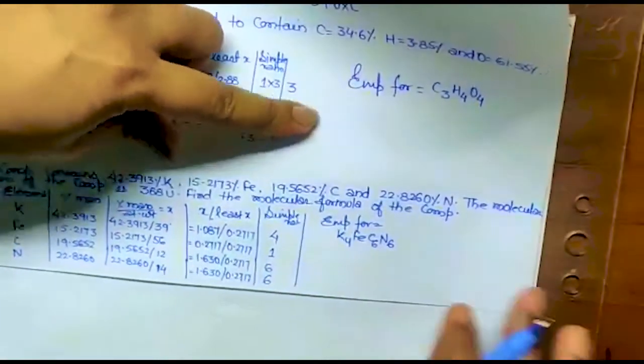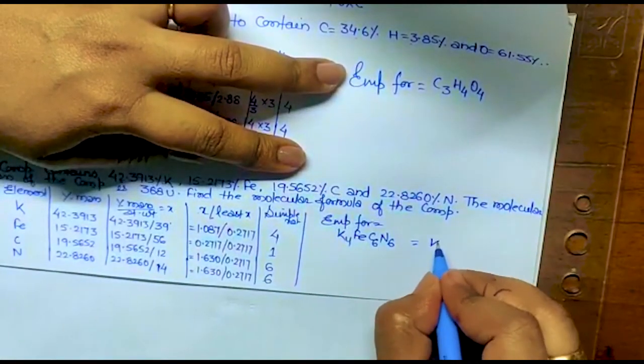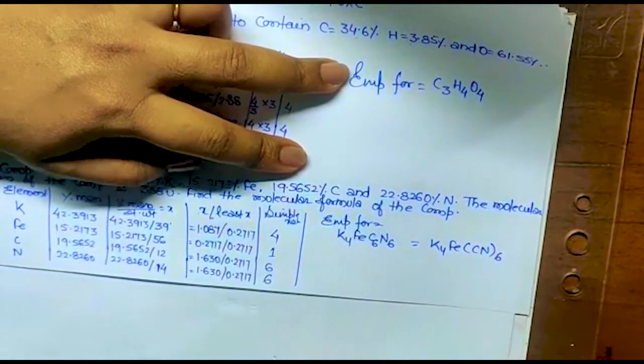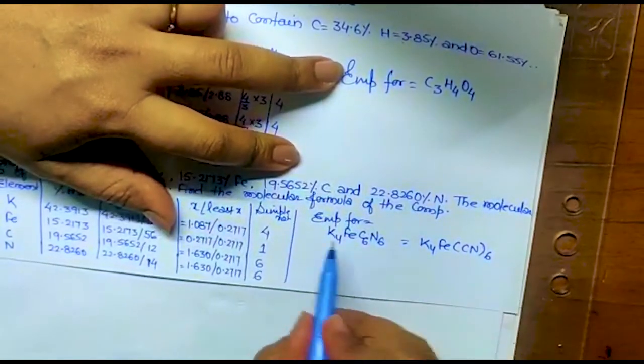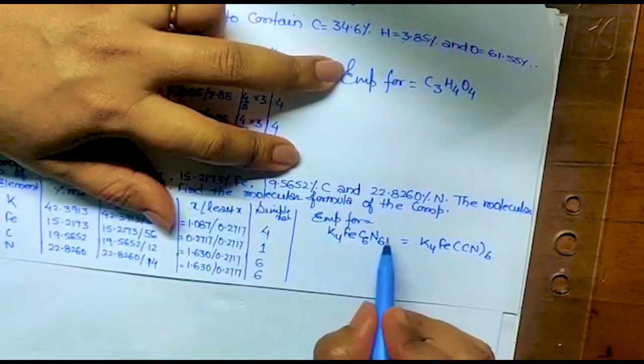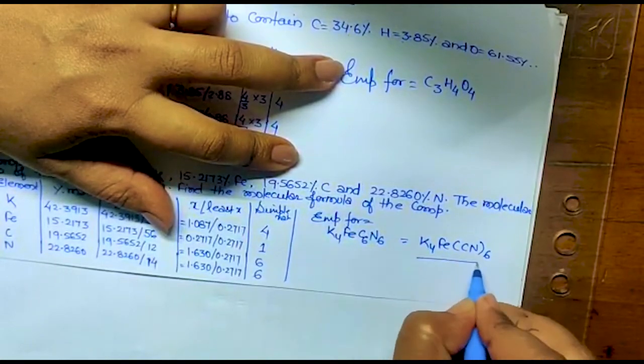Okay. Since both have the same number, I can write it in this way. Yes or no? Even if you write it in this way, it is also correct. There is no problem. Since I know how it is represented, that's why I have written it. Clear? So this is the empirical formula.